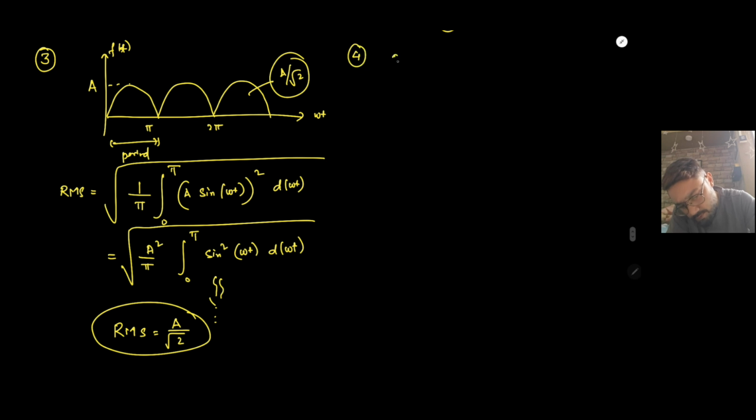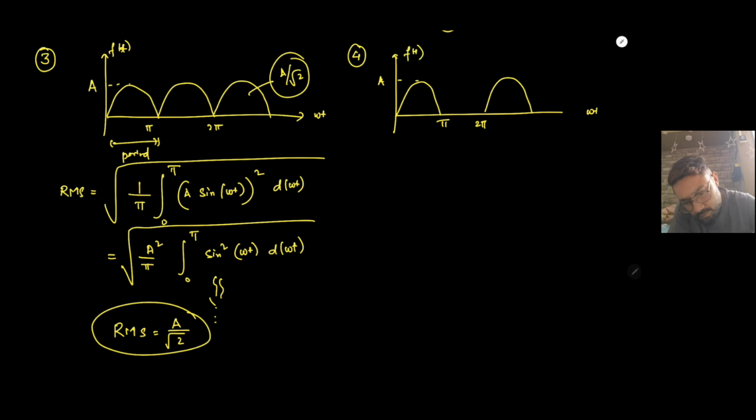So what will be the RMS value? We consider a half wave rectified output. Here the time period is twice pi radians, from 0 to twice pi, f(t) whole square. So we always keep writing f(t) as a function of omega t.